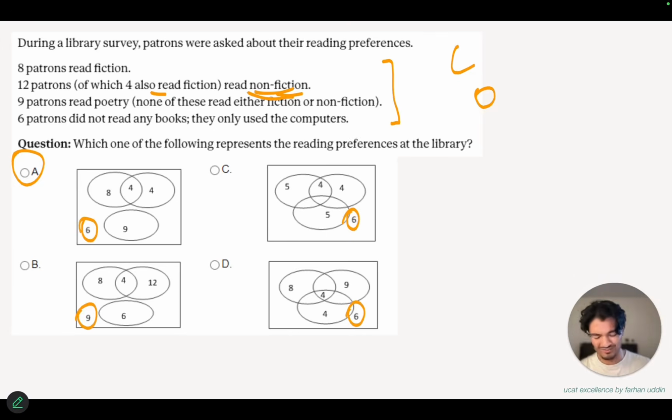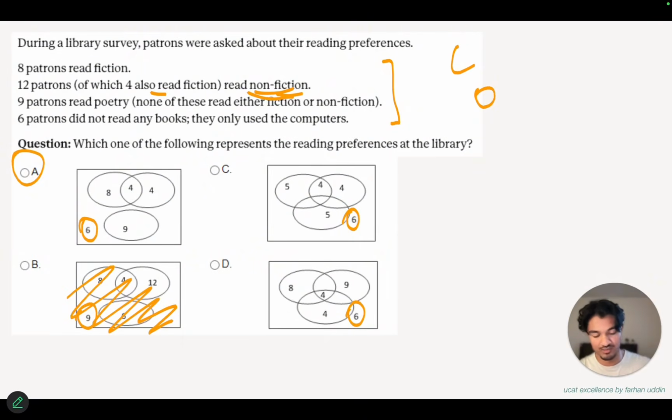You see the 9 on the outside here? That's what makes B completely unreasonable. And that's how you can just completely get rid of one of these by looking at the select principle. Cool. So then if we fill in the rest of the gaps, does it make sense?